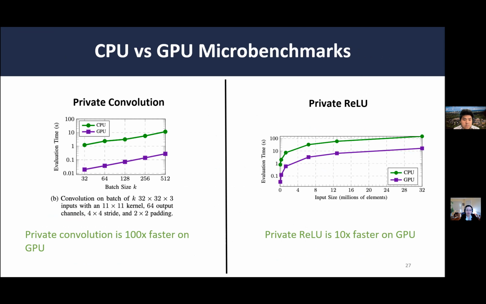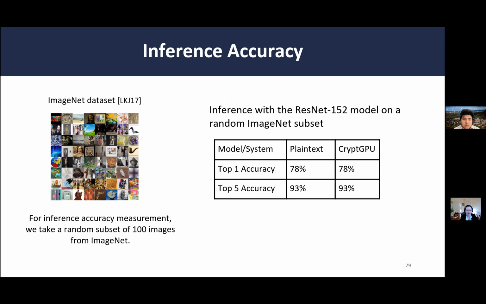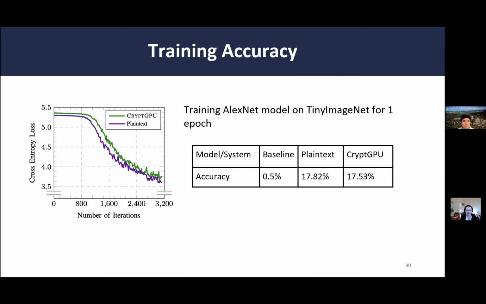And we show that for privacy-preserving machine learning, we get very similar accuracy results as plain text machine learning. For the inference accuracy, we get the same inference accuracy compared to plain text inference, in terms of top-1 accuracy and top-5 accuracy. And for the training accuracy, this is just one example because we only ran it for 1 epoch, but you can see that we get comparable training accuracy compared to plain text learning as well.